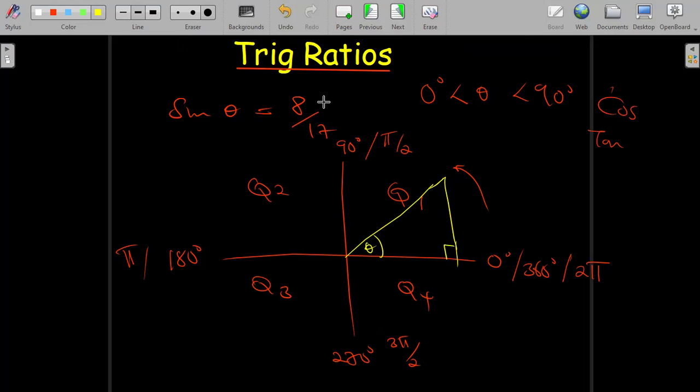Then they're telling me, so here, I know that sine is opposite over what? Hypotenuse. So it means my opposite is here, 8, and my hypotenuse is actually 17. Then they're telling me to find the others. So the others now, I have to find cosine and tan of theta.